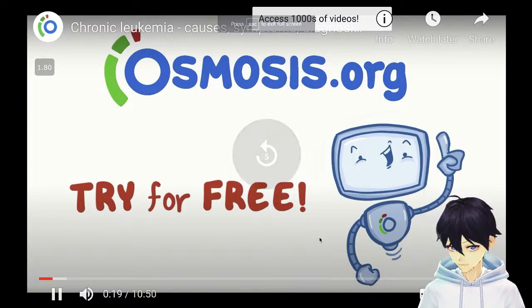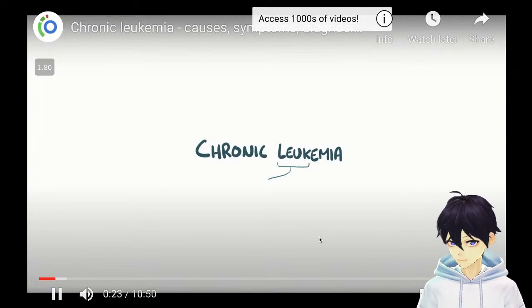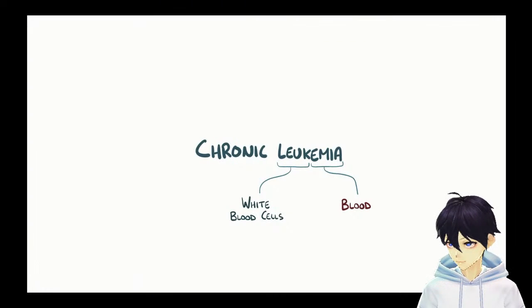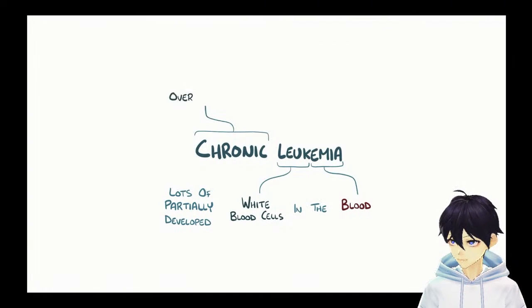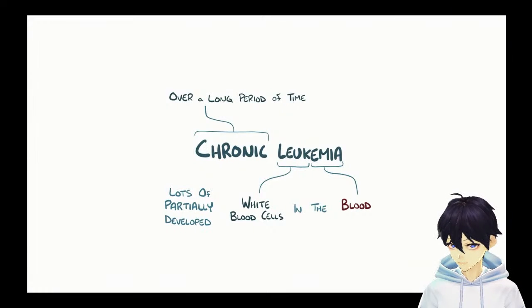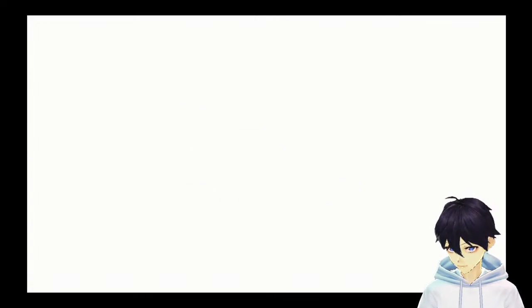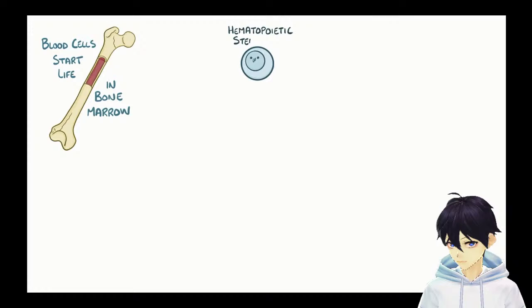Leuk refers to white blood cells, and emia refers to the blood. So in chronic leukemia, there are lots of partially developed white blood cells in the blood over a long period of time. These partially developed white blood cells interfere with the development and function of healthy white blood cells, platelets, and red blood cells. Now, every blood cell starts its life in the bone marrow as a hematopoietic stem cell.